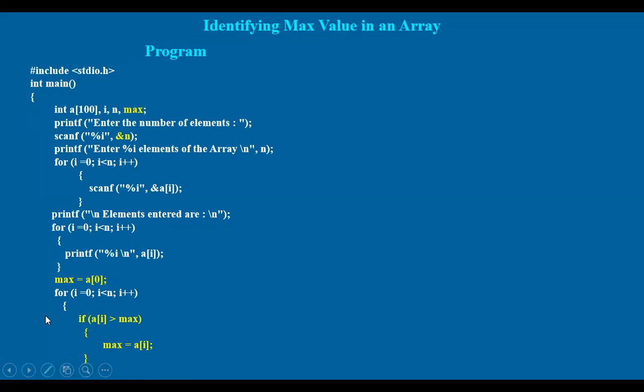Now, next, the loop continues here. i becomes 1. So if A1 is greater than max, max is consisting of A0.